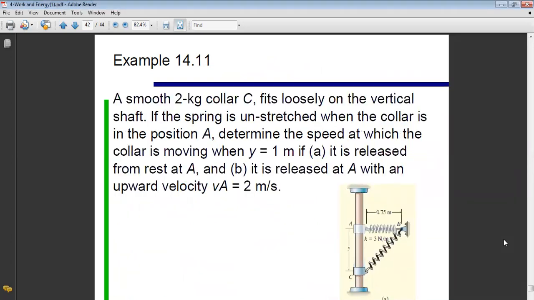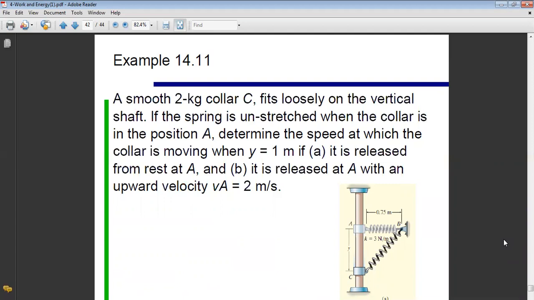We have a smooth 2 kilogram collar that fits loosely on the vertical shaft. If the spring is unstretched when the collar is in position A, determine the speed at which the collar is moving when y is equal to 1 meter. First, if it is released from rest at A, and second, if it is released at A with an upward velocity of 2 meters per second.